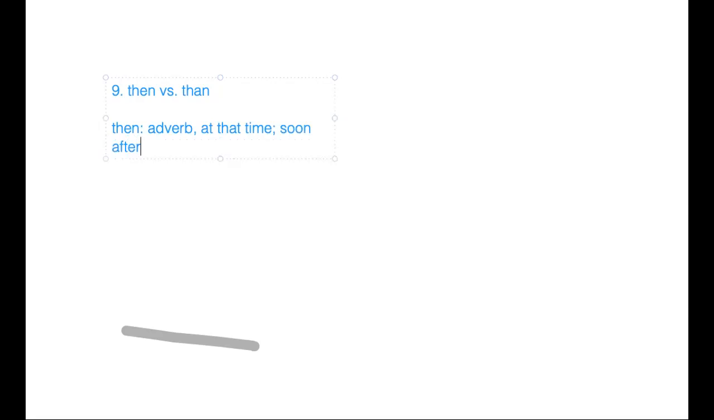All right. We are going to go now to number 9. We're going to be talking about "then" versus "than." So for "then," this is an adverb, kind of helping to describe a verb a little bit, and it means at that time or soon afterward. So we're talking about time when you're using "then." So I will get up, then I will go to school.